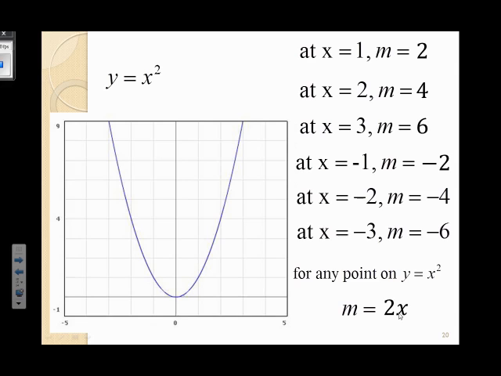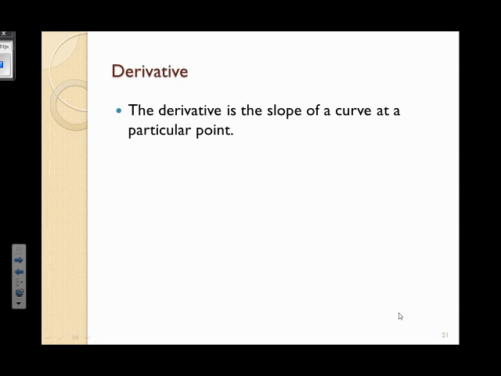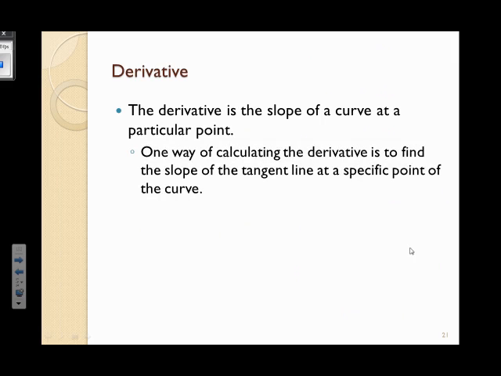There are some times we can find a pattern to this, and once we see the pattern, then we can calculate the slope at any other point on this curve very easily and very quickly. So what we're really saying is that the derivative is the slope of a curve at a particular point. One way of calculating the derivative is to find the slope of the tangent line at a specific point of the curve.